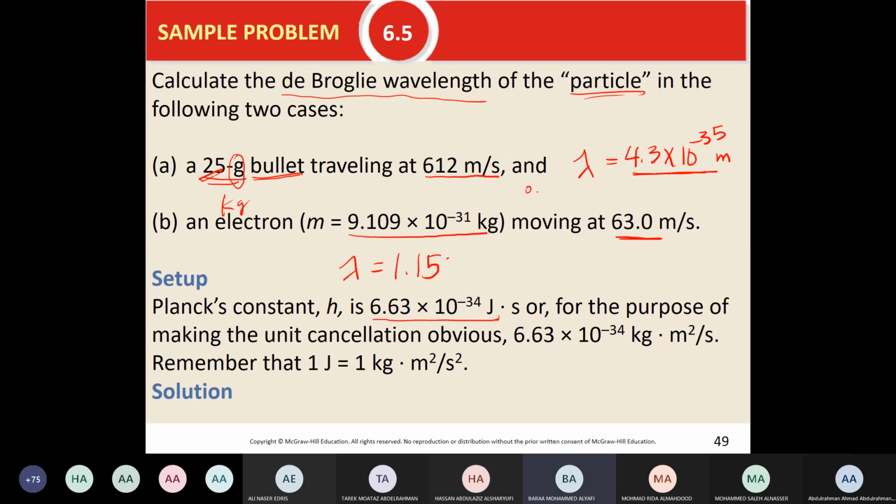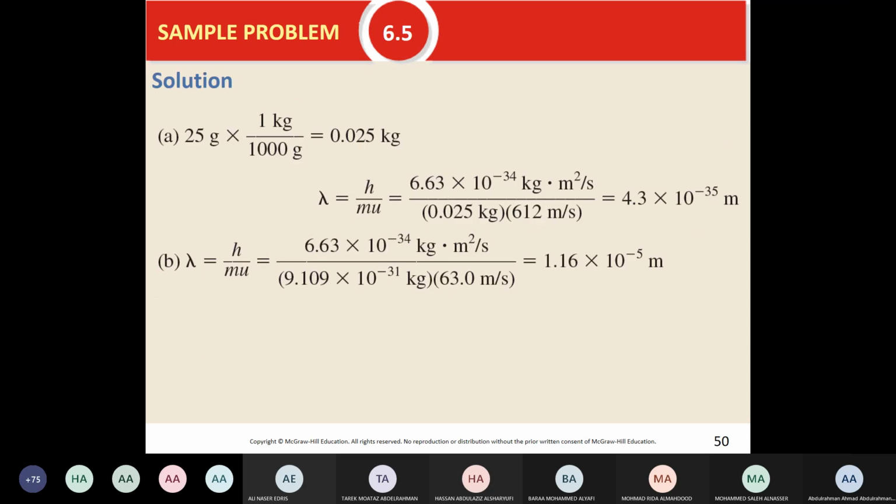I have it in this slide as 1.16. That's okay. I got 1.155, which is 1.16 times 10 to the power minus 5 meter, which is reasonable. Now we have lambda with 5 zeros only, and after 5 zeros we'll have the wavelength. Is this clear? I hope so.